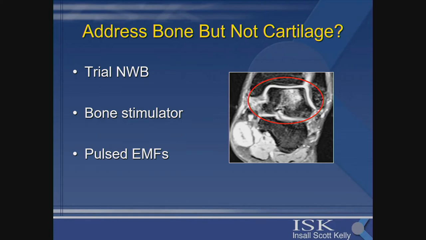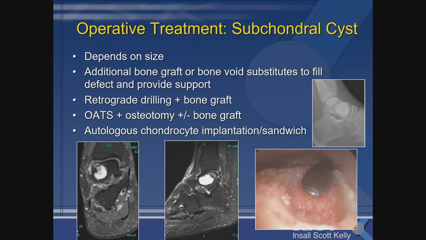There's some evidence to support potentially using some type of bone stimulation or electromagnetic fields. We'll talk about that later, which can try to improve angiogenesis and stimulate more of a vascular response to that kind of injury. But if they have a larger lesion that's a cystic lesion, but again, if cartilage is intact, it really depends on the size.